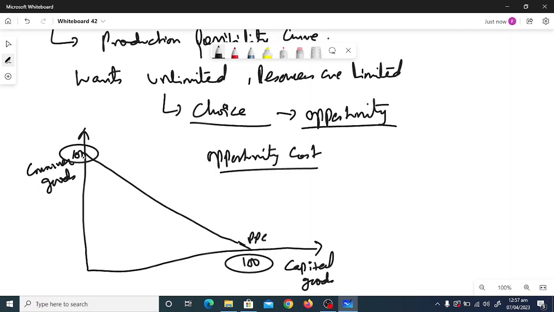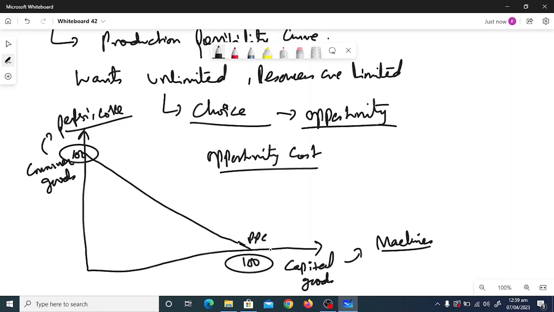Let me explain what consumer goods and capital goods are. Consumer goods are those goods which are directly consumed. Consumer goods are consumed directly. Capital goods means machines. They help in the production of other products, and they cannot be consumed directly. If we talk about consumer goods, Pepsi and Coke are the best examples. It could be anything which you can eat at the same time.